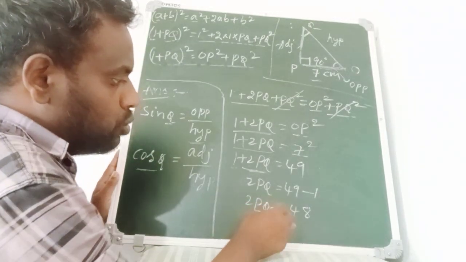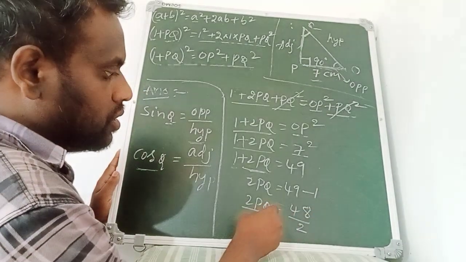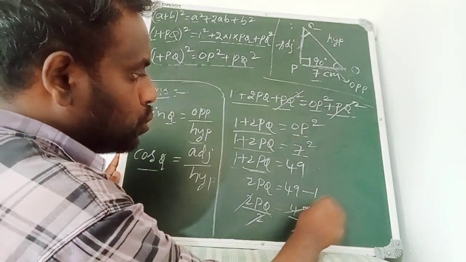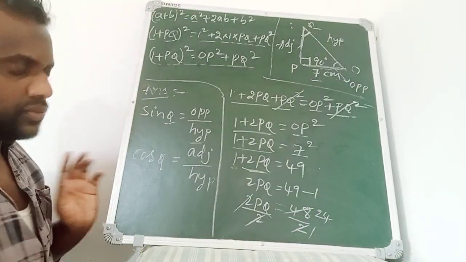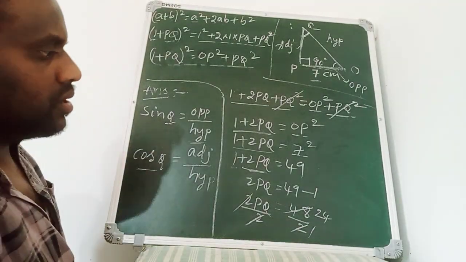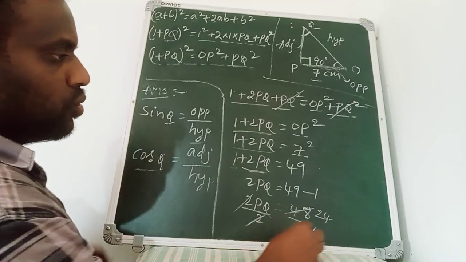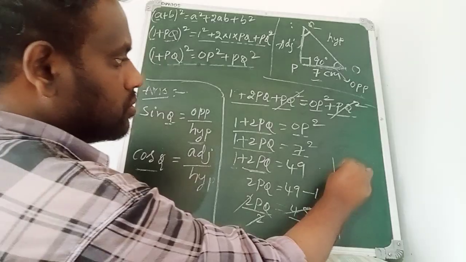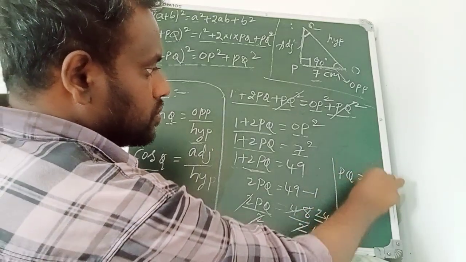We want PQ, we don't want 2. So divide both sides by 2. 2 cancels. So 2 ones are 2, 2 2s are 4, 2 4s are 8, so 48 divided by 2 is 24. So we got PQ is equal to 24.